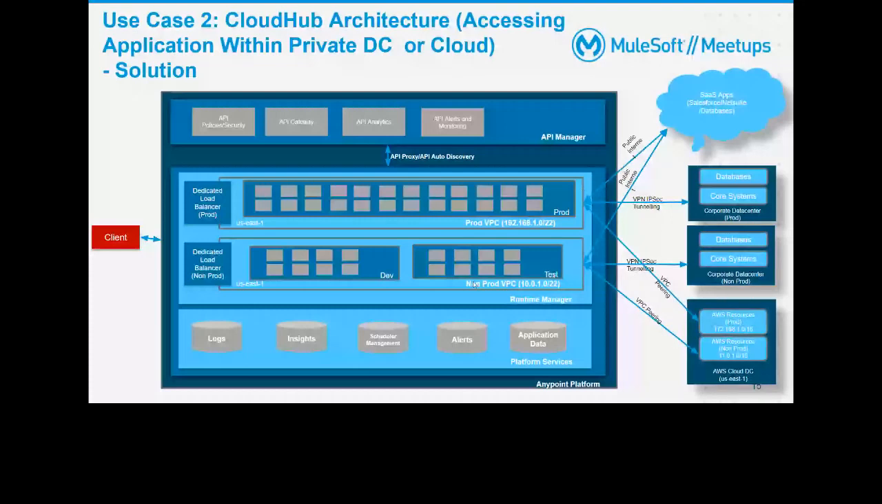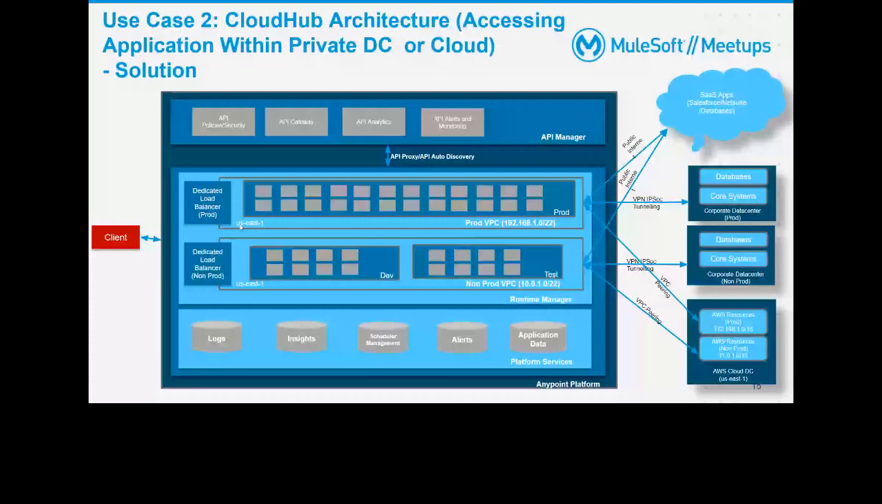Now the second requirement came: it has to connect to the SAP system which exists in the AWS private cloud. Generally, the first thing you have to create is an Anypoint VPC, virtual private cloud. It's an isolated network in the cloud. You create two VPCs, one prod VPC and one non-prod VPC. You will map all your dev and test environments to the non-prod VPC and the prod environment to the prod VPC.